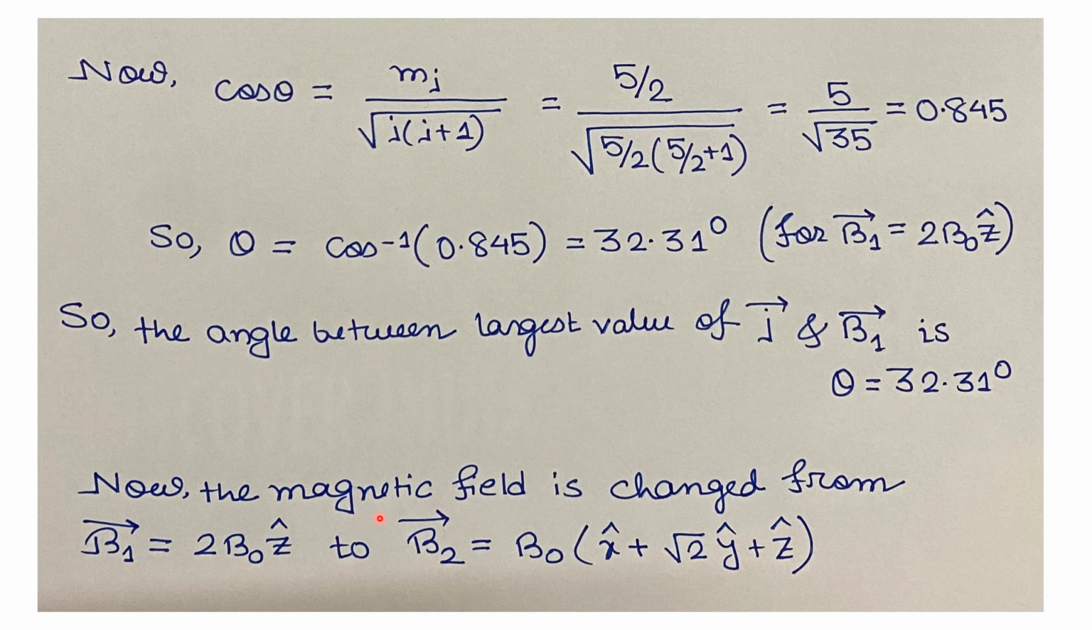Now the magnetic field is changed from B1 vector equals 2 B naught z cap to B2 vector, that is B naught times x cap plus root 2 y cap plus z cap. So basically the magnetic field vector direction has been changed, but the magnitudes of the two magnetic fields are the same, because B1 has a magnitude 2 B naught and also the mod of B2 is also 2 B naught.